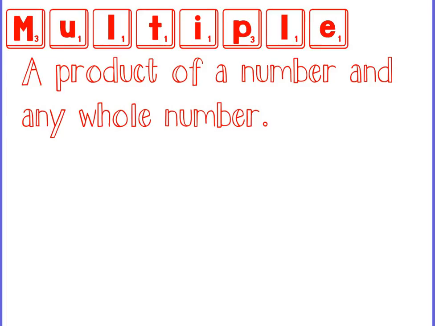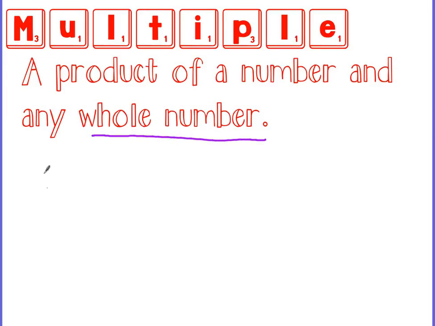A multiple is a product of a number and any whole number. So when I'm listing the multiples of a number, it's literally, if I multiply the number, what are those answers that I get? And those are called multiples. But the key term here is that they have to be whole numbers. If they're not whole numbers, they are not multiples.